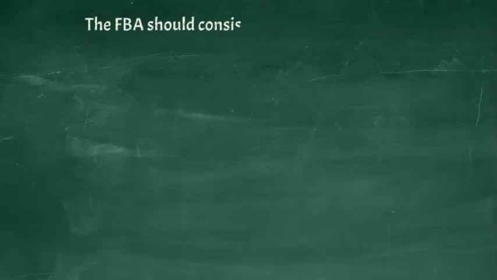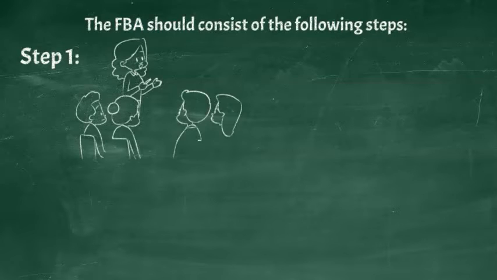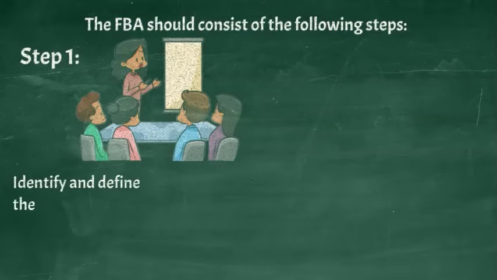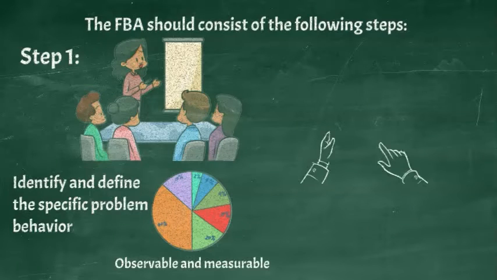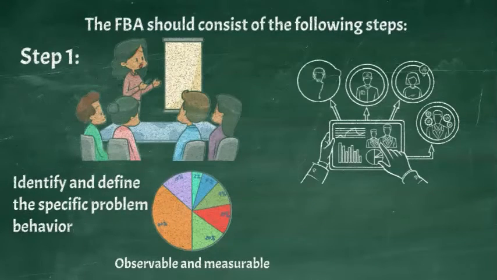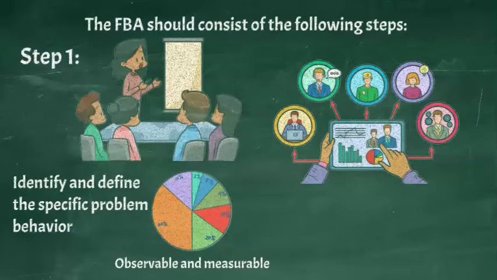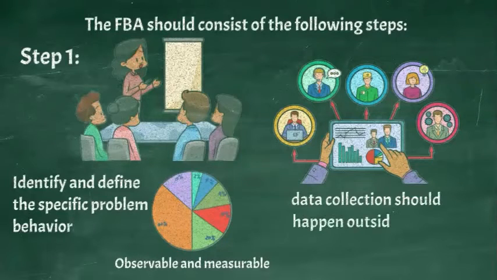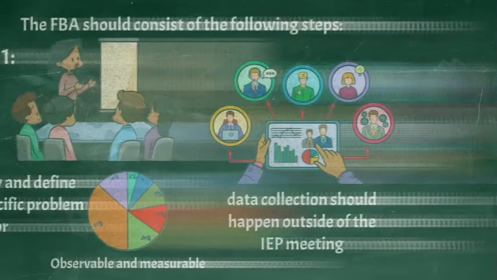The FBA should consist of the following steps. Step 1. The IEP team must identify and define the specific problem behavior in observable, measurable terms. Then the IEP team determines what information will be collected, who will collect each piece of information, and how. Collecting information does not mean writing down stories from teachers, staff, or parents about the child's behavior while in an IEP meeting. It is a longer process that should happen outside of the IEP meeting.